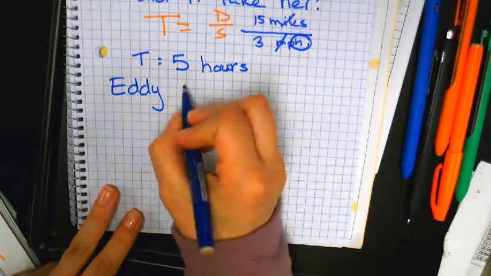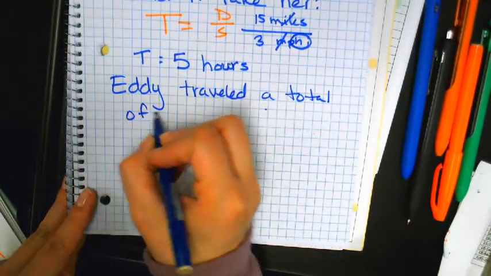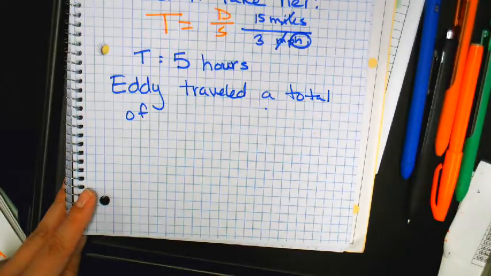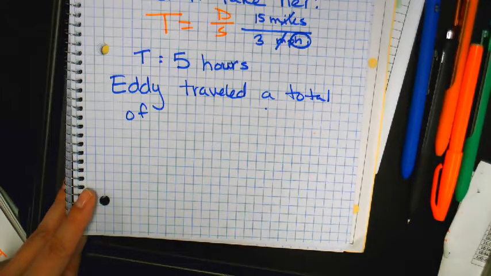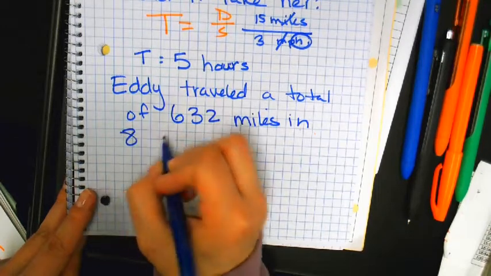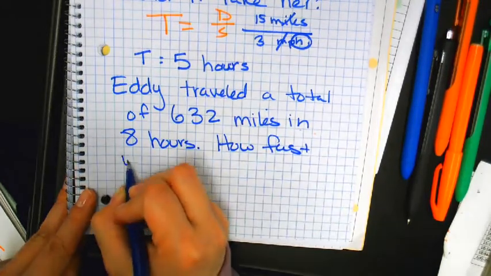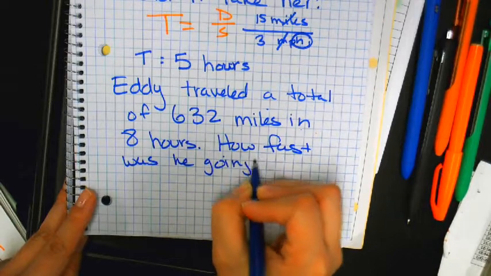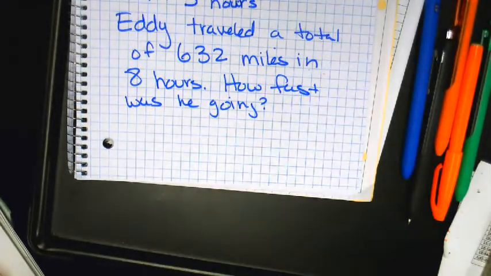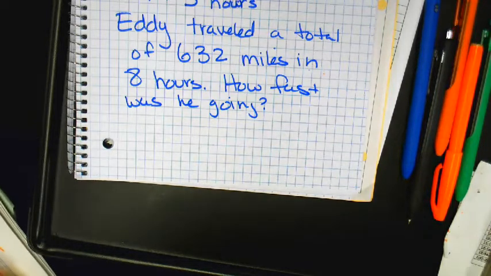Eddie traveled a total of 632 miles in 8 hours. How fast was he going? Was he going above or below the speed limit? Eddie traveled a total of 632 miles in 8 hours. How fast was he going?